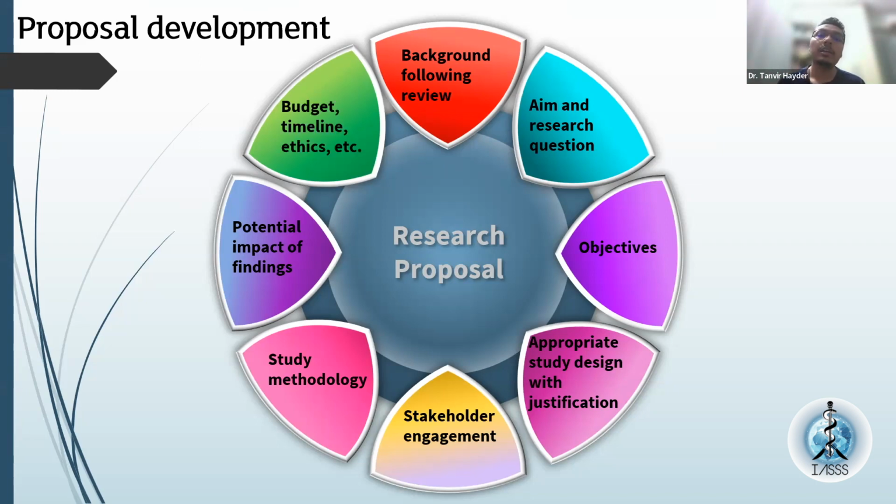Last but not least, you have to include some things called budget, timelines, ethical approval, and other requirements as per the requirement of the team you're going for, or as per the institutional requirement, or even the institutional review board or the donor that you're going to get funds from. So they might require some other things. For example, in my organization, they asked for CVs of all the members in the research team. We have to provide CVs. We have to provide that we have the ethical clearance to do research. So it varies from organization to organization, but these are the miscellaneous things that you need to prepare.